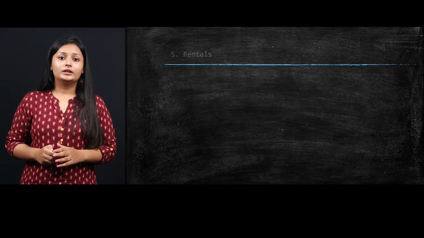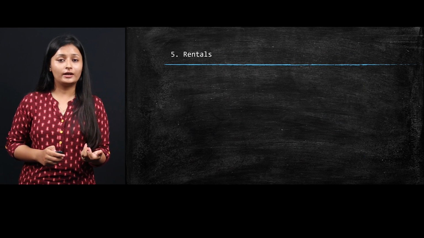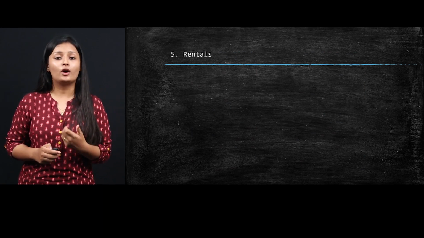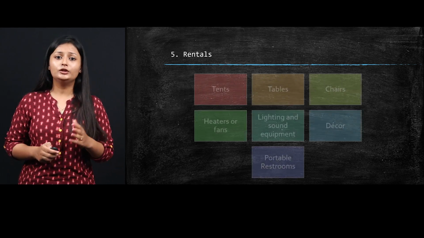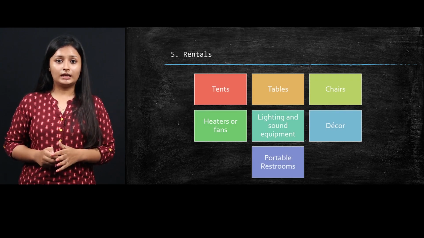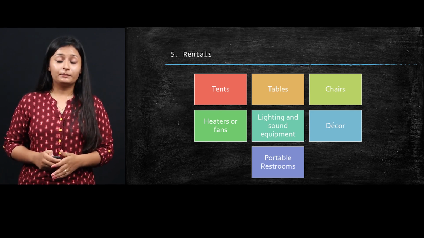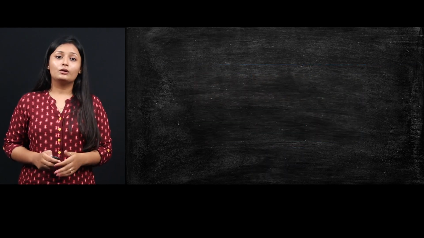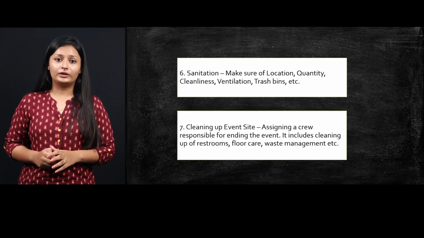The next point after it is rentals. Now, what all things you already have in your organization and what all you are providing, as well as which things you are going to rent or hire or acquire from your vendors. Those things can be the tents, the tables and the chairs which are going to be used in the events, the heaters or the fans, as well as the lighting and the sound equipment, the decor material, as well as the portable restrooms.